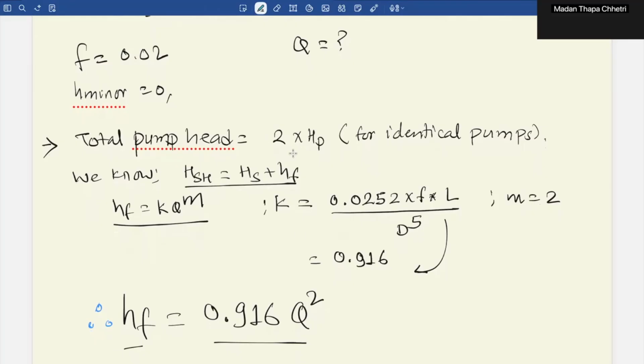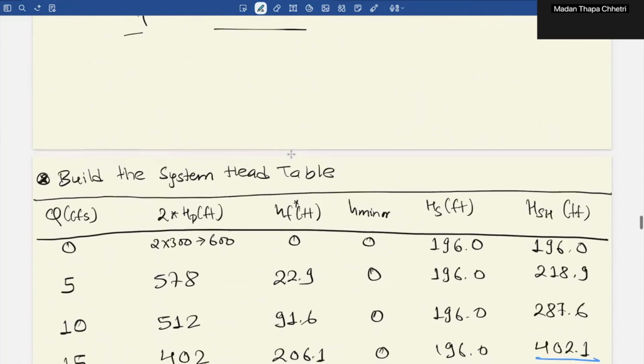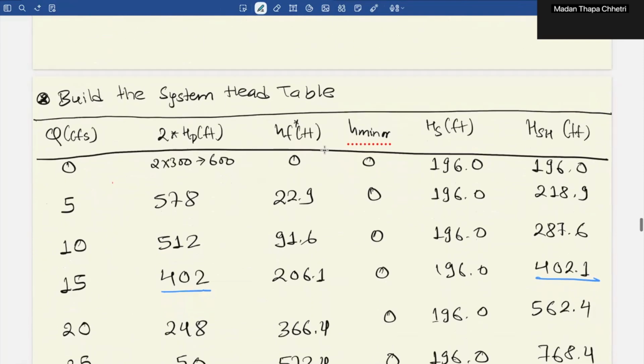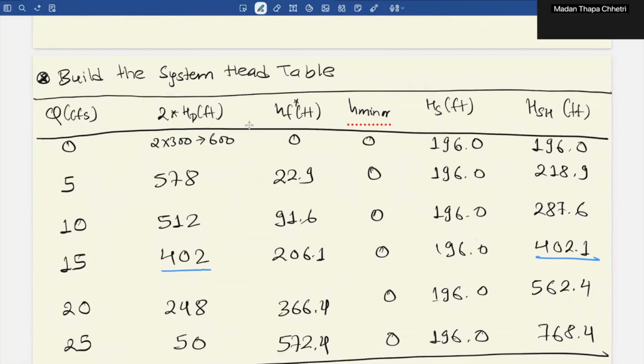So now let us build the system head table. In our table, we list 2 HP as the combined pump curve. Note how the system head curve rises more stiffly than before because K is equal to 0.916, compared to the previous second question, where we used K as 0.339. The smaller pipe diameter makes a huge difference.